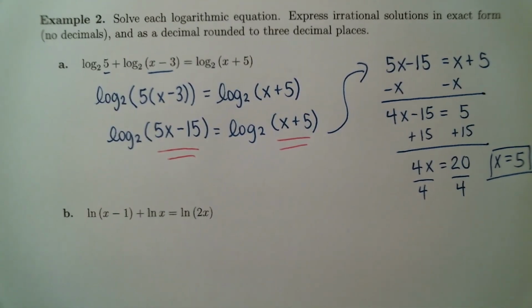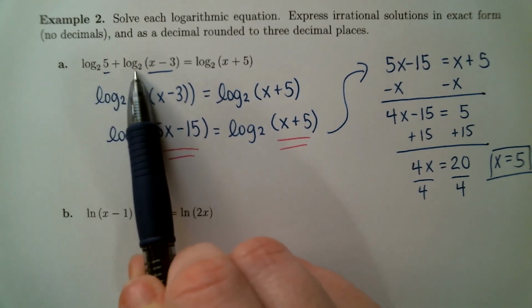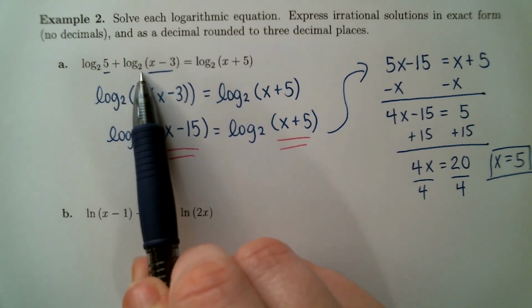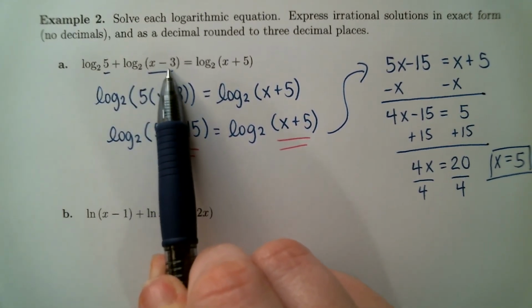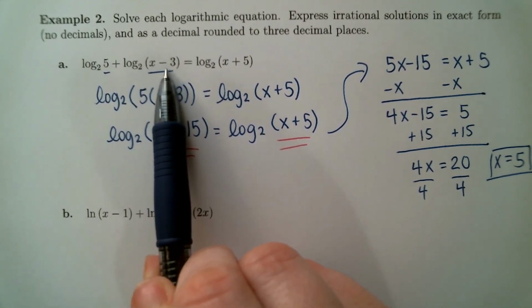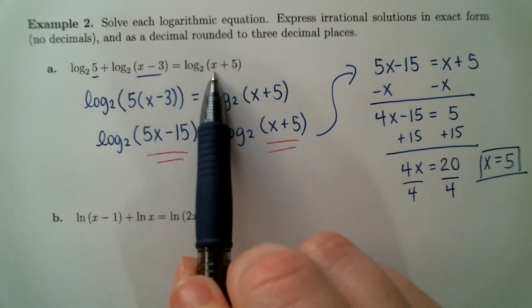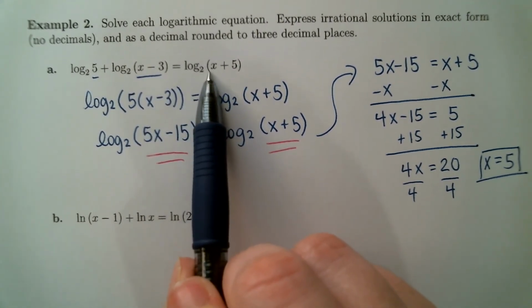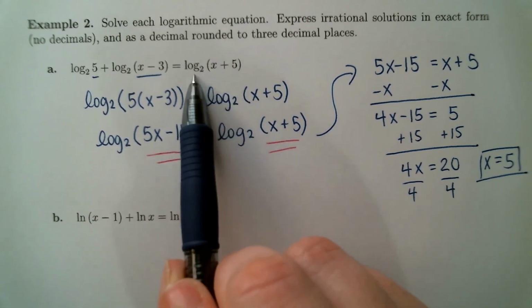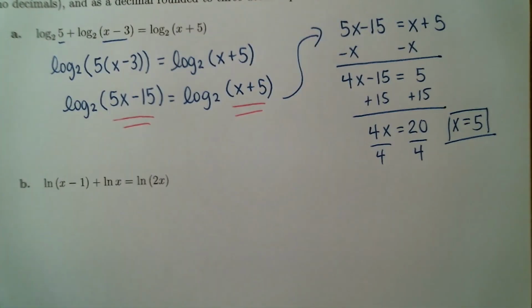Here there's no x, so we're okay. Here, this would be log base 2 of 5 minus 3. That would be log base 2 of 2. That's okay. You're taking the logarithm of a positive number. Over here, if you plugged in x is 5, it would be log base 2 of 5 plus 5. That's log base 2 of 10. You're good, okay? You're still taking the logarithm of something positive. So 5 is your only solution.